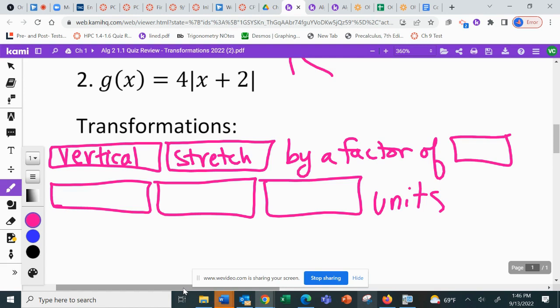All right, so we got vertical stretch by a factor of, so what are we multiplying by? 4. Good. And then the second one. Adam, I'm going to start calling people. Adam, the second number, is that on the inside or the outside? Inside. Inside. So is that vertical or horizontal?